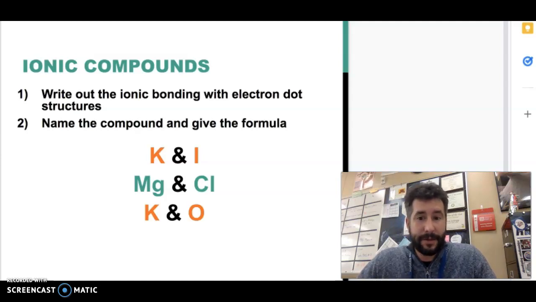Finally, potassium has 1 valence where oxygen has 6. So oxygen needs to gain 2. It can get 1 from a potassium, but in order to get a second electron, you need a second potassium. So that's going to be K2O1. You don't have to write the 1. So K2O would be our formula for that.